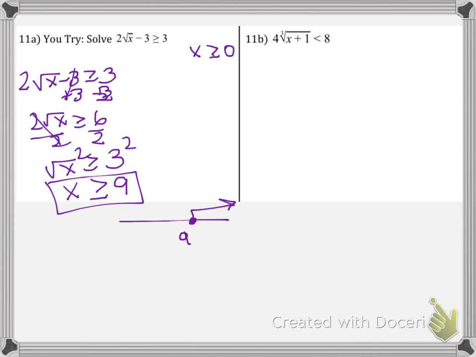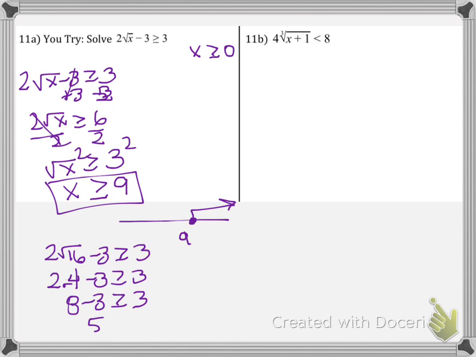Let's plug in a number that is a perfect square root. So let's plug in 16. 2 square root of 16 minus 3, is that greater than or equal to 3? So 2 times square root of 16 is 4, minus 3. So 2 times 4 is 8 minus 3, and so 5 is greater than or equal to 3, so that is true. Okay, so I want numbers that are bigger than that.